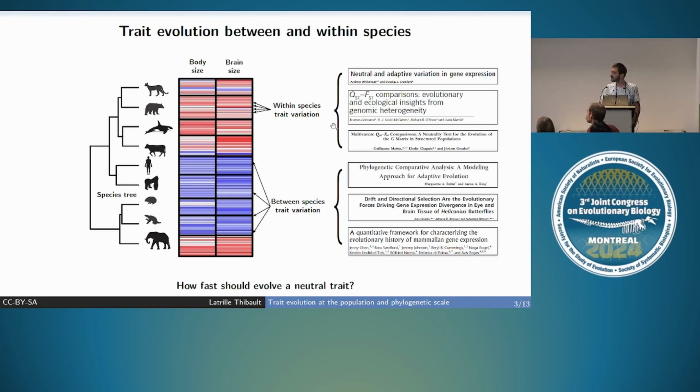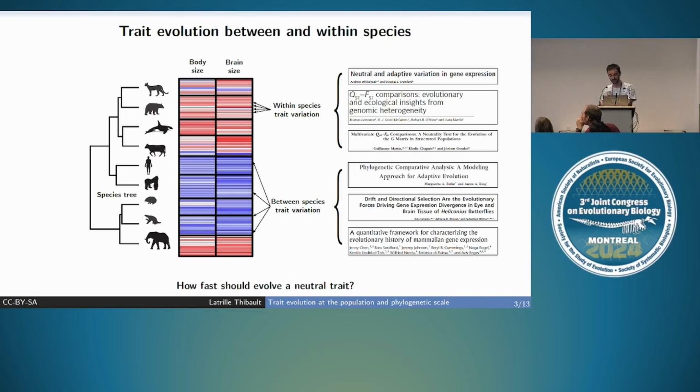There have been methods developed at different scales to look at whether the trait is under selection or not. Within species, what you typically look at is the differentiation in the trait between the different populations, and you compare the trait to the genotype. And when you look at trait variation between species, what you usually look at is how the trait is changing along the phylogeny.